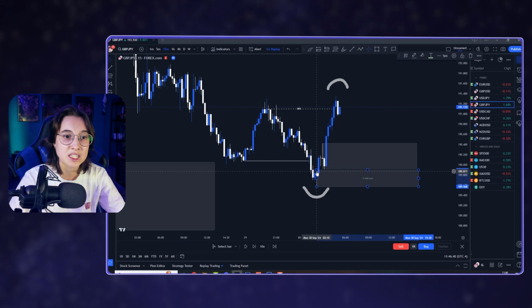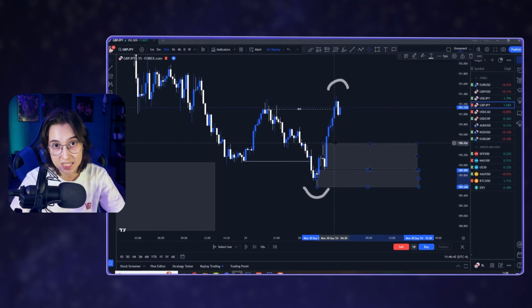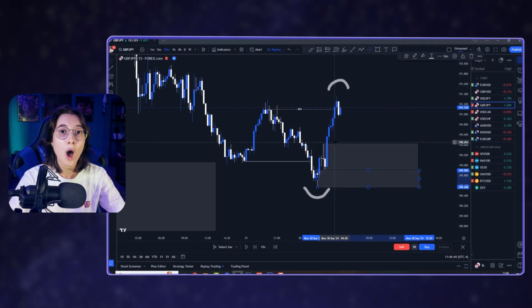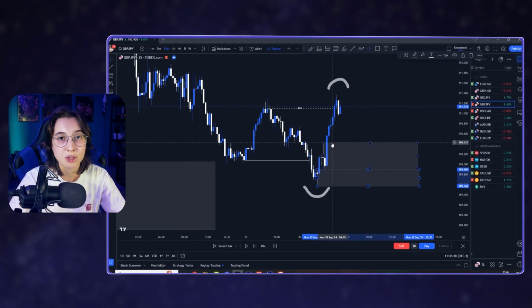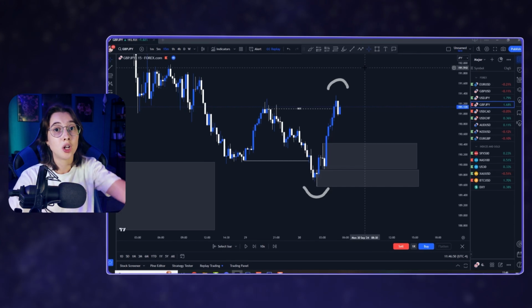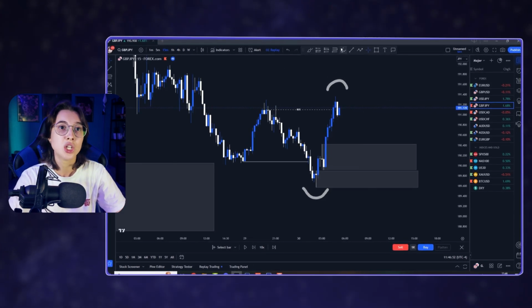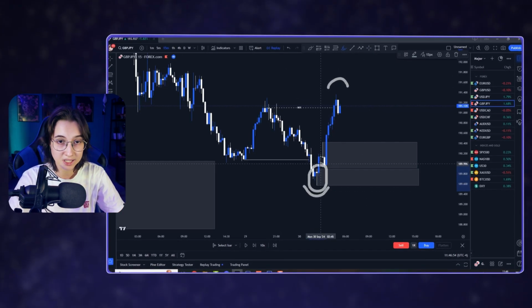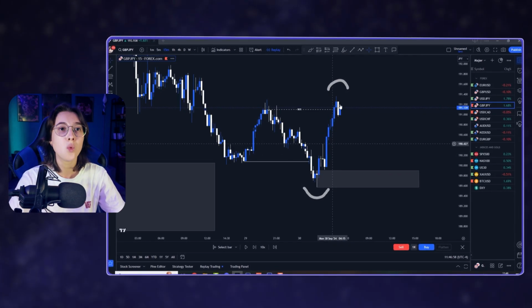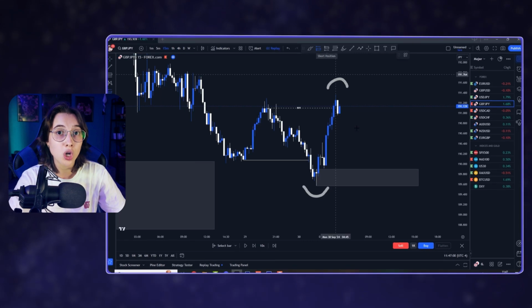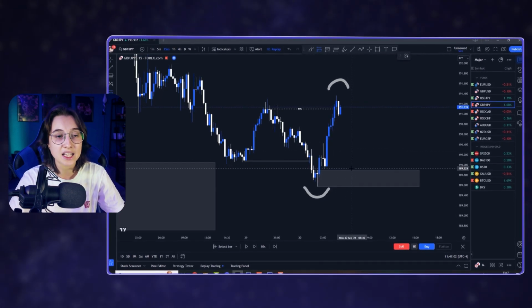In this case, as you can see, this POI and this POI are not mitigated yet. But what is the most extreme POI between these two? The most extreme POI between these two is the POI that is the lowest in the range. So in this case, the lowest POI would be this one. So this is the most extreme POI. So we're gonna place our limit order at this extreme POI exactly right here.